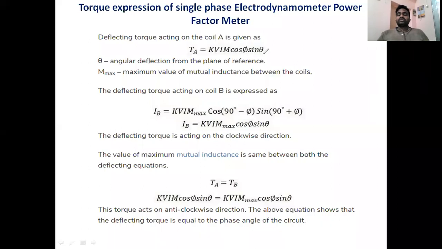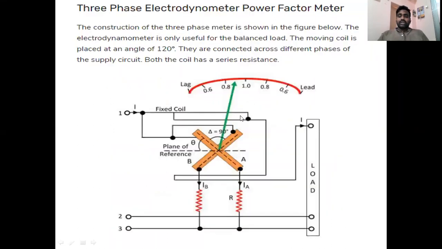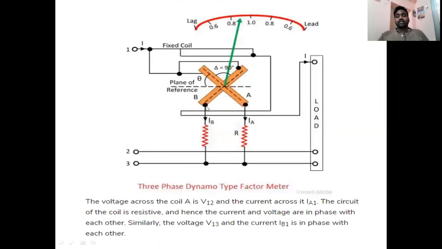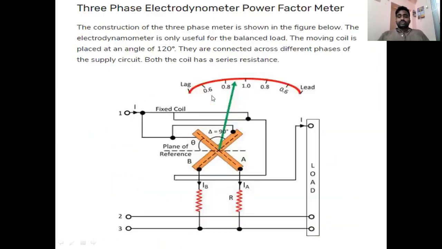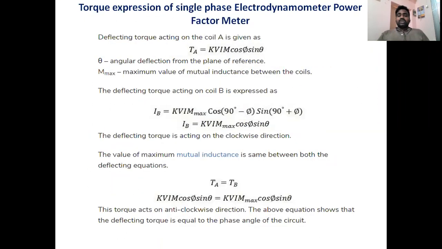Where theta, what is meant by theta? Theta is nothing but the angular difference, or the plane of reference, between plane A and plane B. Phi is nothing but the phase difference between plane A and plane B. So this is the torque experienced with respect to coil A.